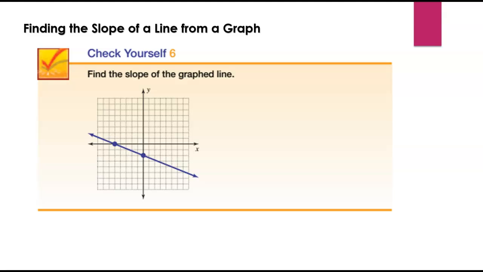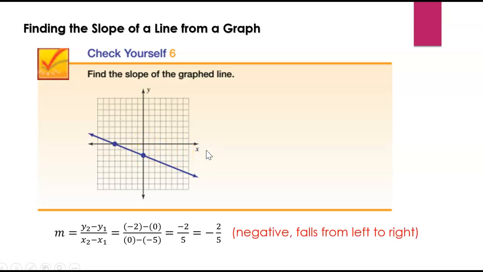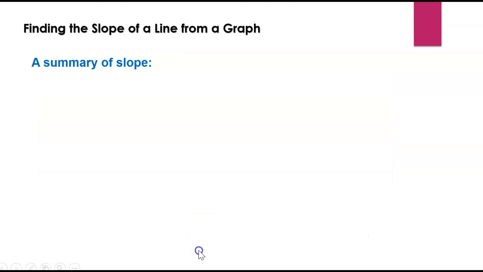Here's an example to try on your own. See if you can figure out what the slope of the line is. Stop the video, and after you've completed your calculations, start it again. For this example, we have two given points. This is the point negative 5, 0, and this is the point 0, negative 2. So our calculation yields negative 2 minus 0 over 0 minus negative 5, which is negative 2 over 5, or negative 2/5. Clearly, this negative slope represents this line which falls from left to right.